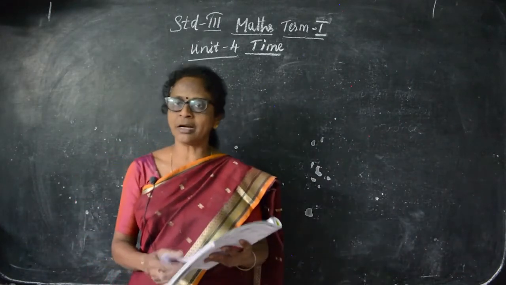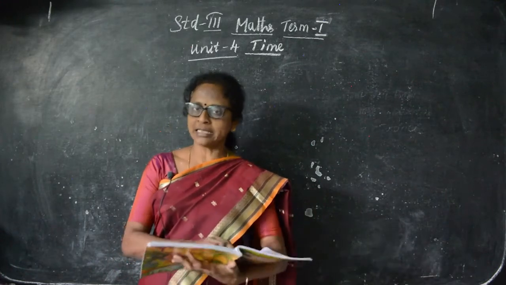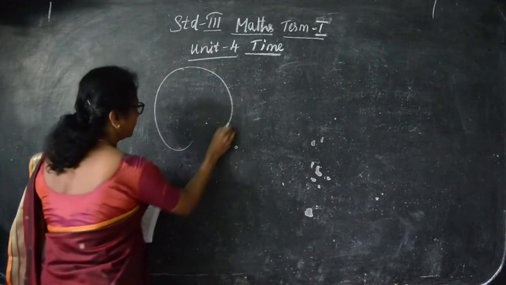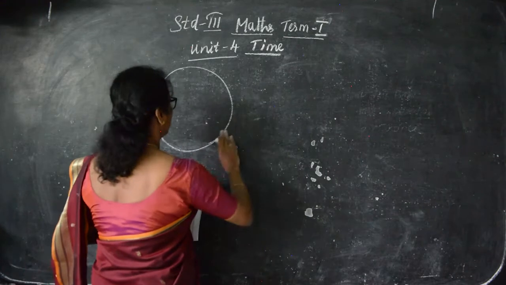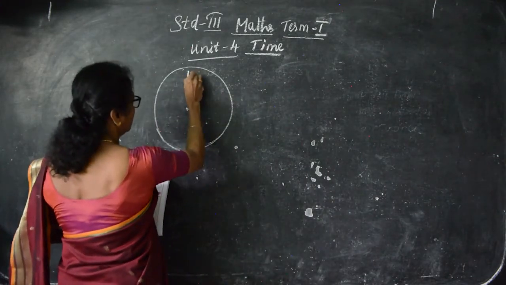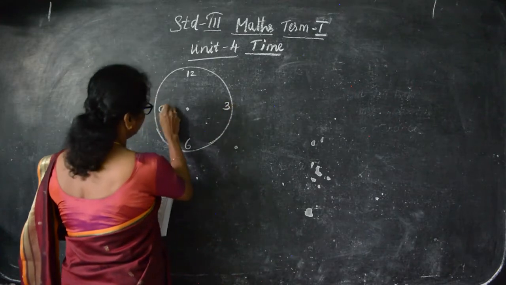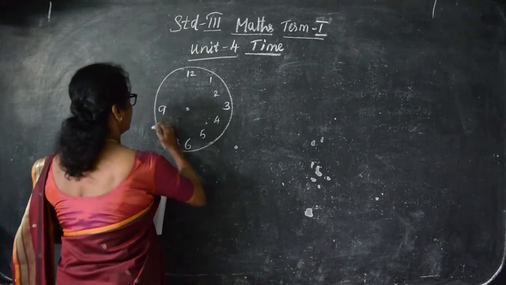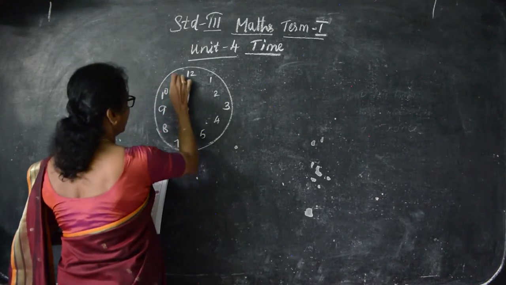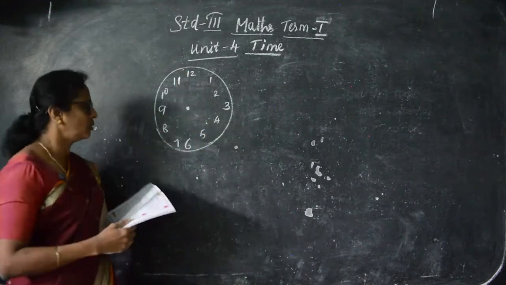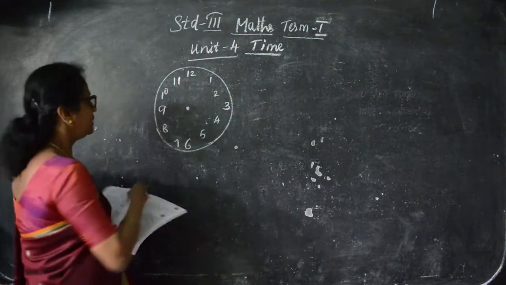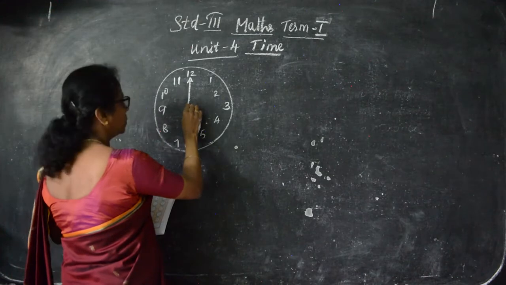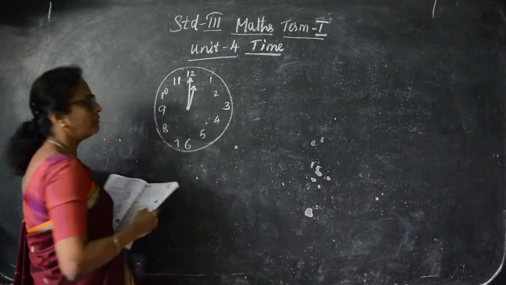You know the clock is marked with the numbers 1 to 12. Everybody has seen it in your home. The clock has two hands, the long hand and the short hand. So I will draw the clock. You know how to draw a clock? So this is the clock, and the longer hand is the minute hand, and the shorter hand is the hour hand. Okay, hours and minutes.